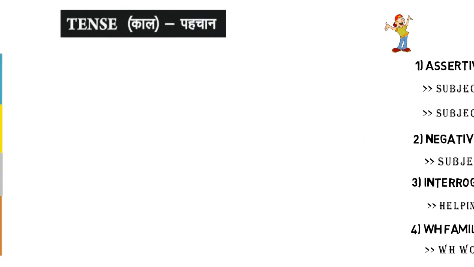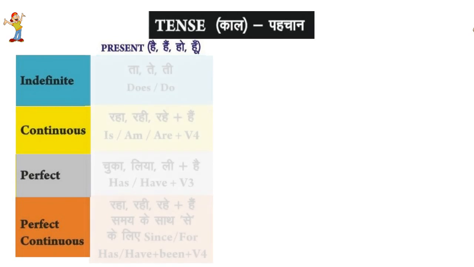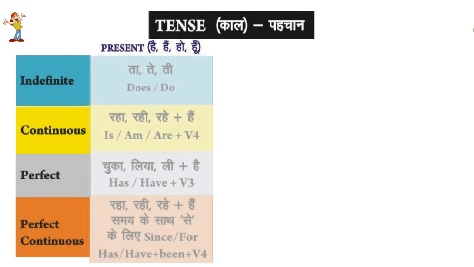So here we begin our first tense, which is present indefinite tense. As we know, for present tense we have four types. How do we identify indefinite? In a Hindi sentence it always ends in ta hai, te hai, ti hai, and the helping verbs are does and do. In continuous tense, it is raha hai, rahi hai, rahe hai, and the helping verbs are am, is, are, plus verb fourth form. When I say fourth form, it means verb first form plus ing.